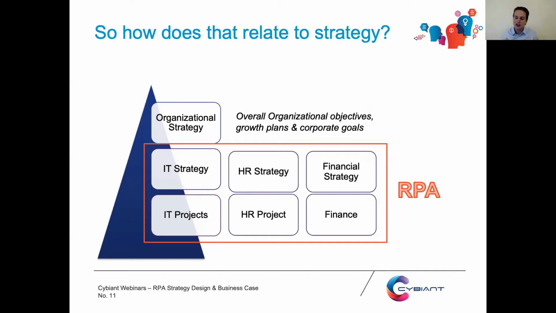So this is the starting point. If you want to be successful with RPA, you really need to start thinking about what your organizational strategy is first, and how different automation initiatives can subsequently help to achieve that organizational strategy. And this is something I see go wrong very, very frequently.